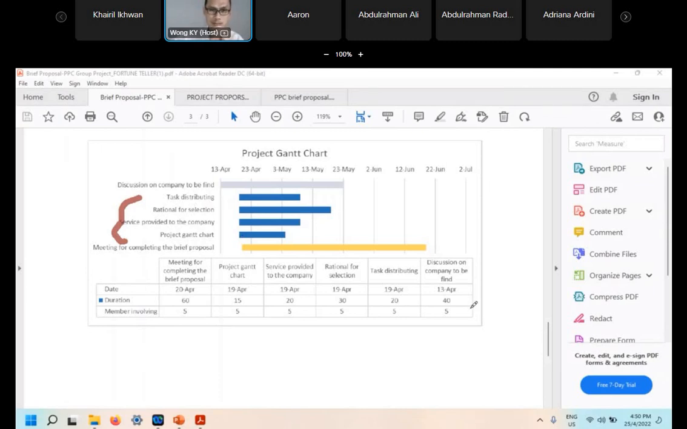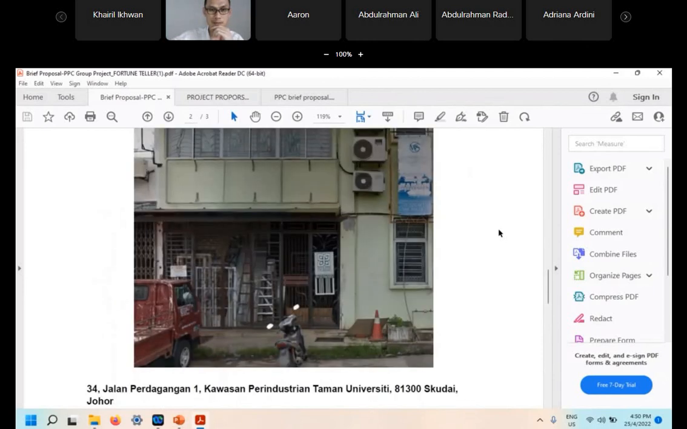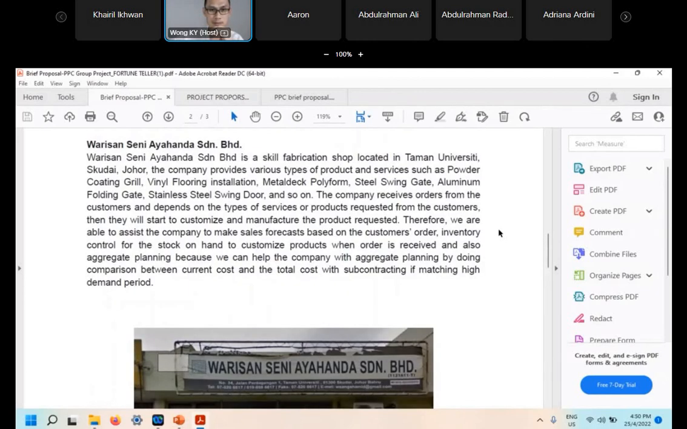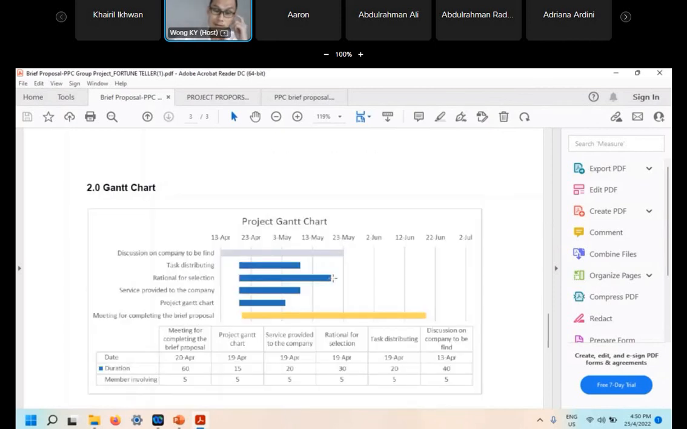Rationale for selection. I thought you already selected the company. Why does the rationale for selection need to go until May? You already have the company here. You already told me the rationale. But you say you will complete it in May. So again, doesn't make sense. Ridiculous. So many other tasks are missing. Make sure you plan your Gantt chart properly, and I want every group to follow what you plan in the Gantt chart so that you can complete the project on time.